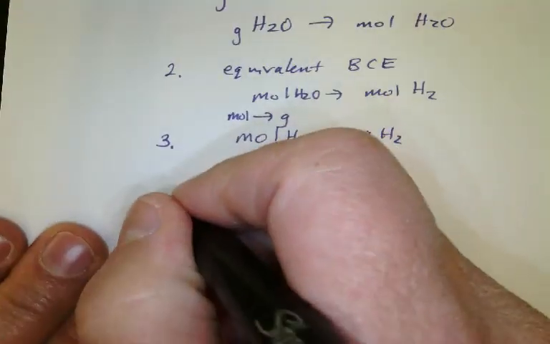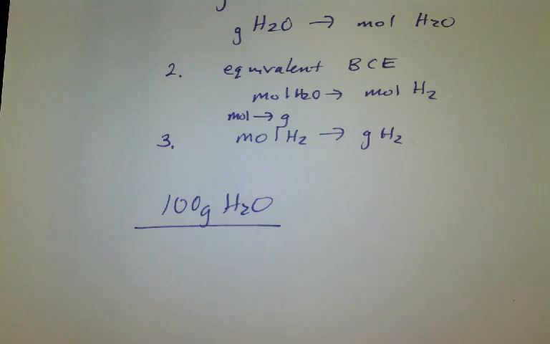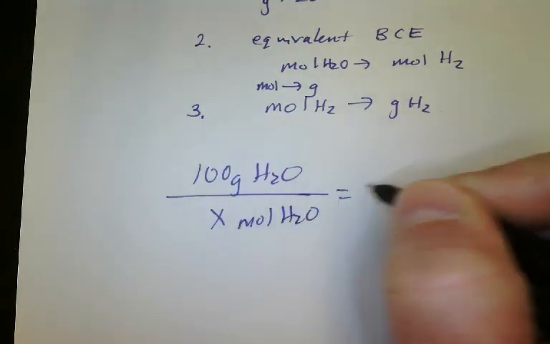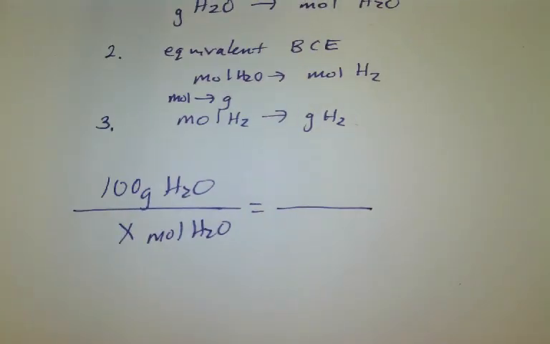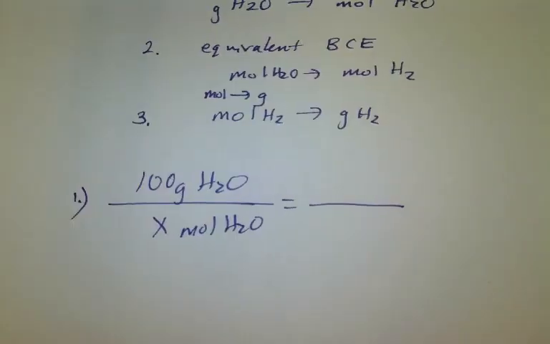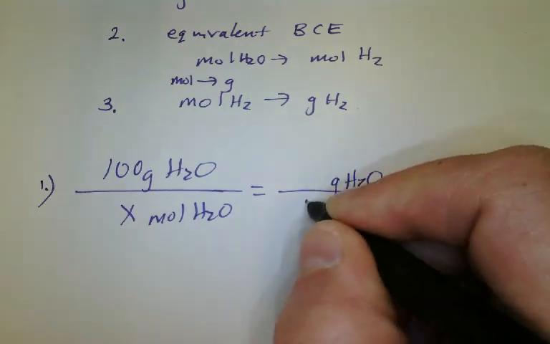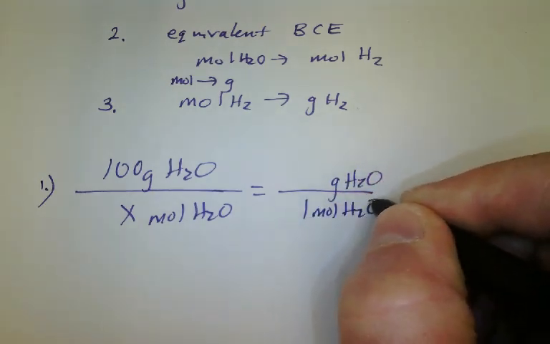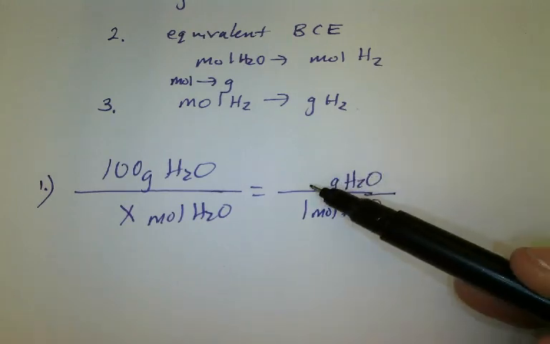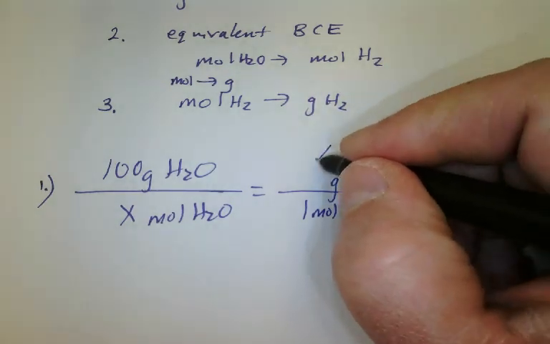I have 100 grams of water. Now we're going to use the skills that we've learned over the last few weeks. I want to know how many moles of water that is. If I'm going from grams to moles, what is my equivalent that I'm going to use? I know that how many grams of water is equivalent to 1 mole of water? Do you remember this? Yes or no? What number do I put right here? The molar mass of water.